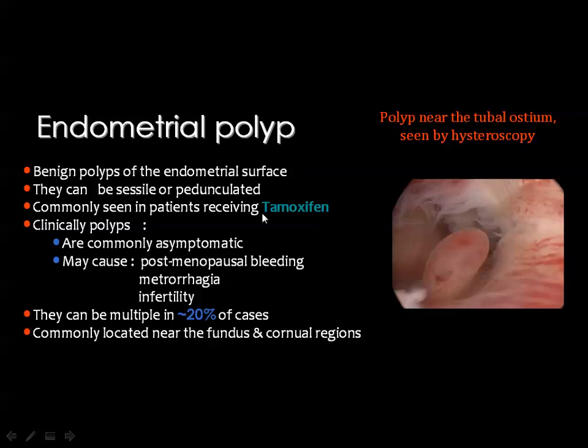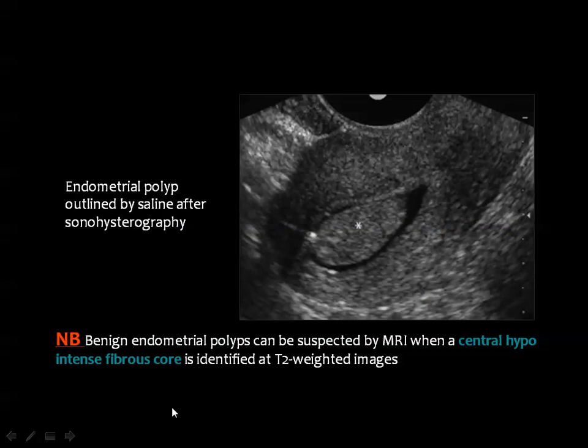They are commonly seen in patients receiving tamoxifen, and they are actually located near the uterine fundus and near the cornua of the fallopian tubes. In 20% of the patients, they are multiple, and the appearance is not that specific on ultrasound and MRI. You see a mass inside the endometrial cavity.